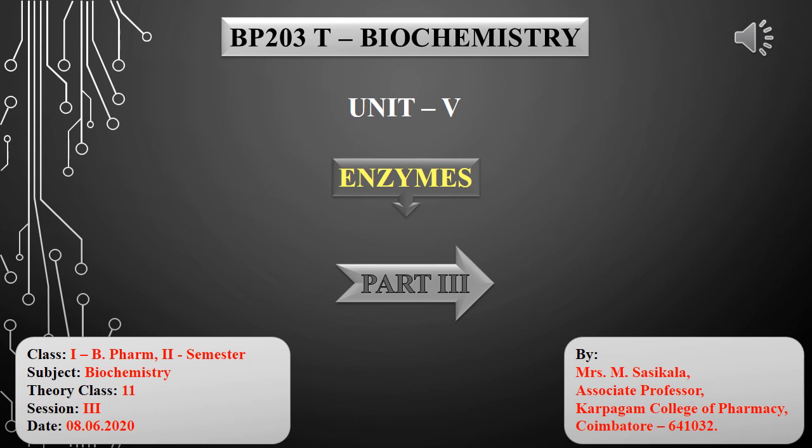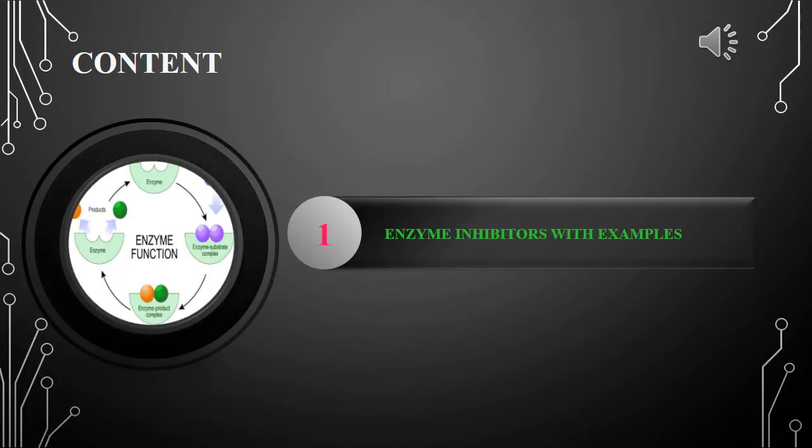In the last class, I hope you all have seen the link I posted for the derivation of Michaelis-Menten and Lineweaver plot. Now we'll be moving to part 3 of enzymes. Last class is considered as part 2 of enzymes. The content of today's class is enzyme inhibitors with examples.